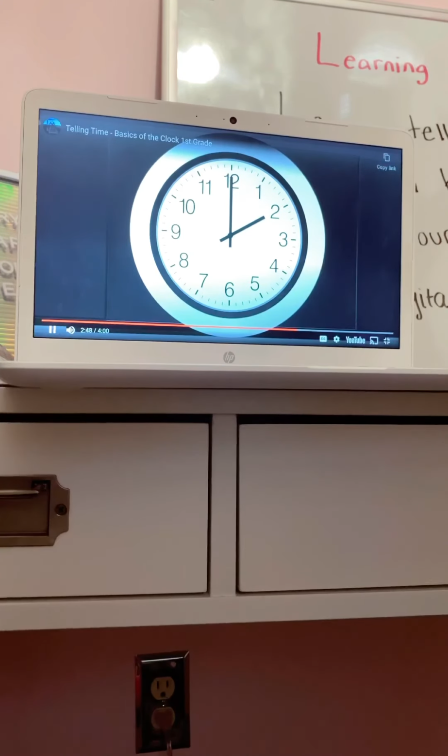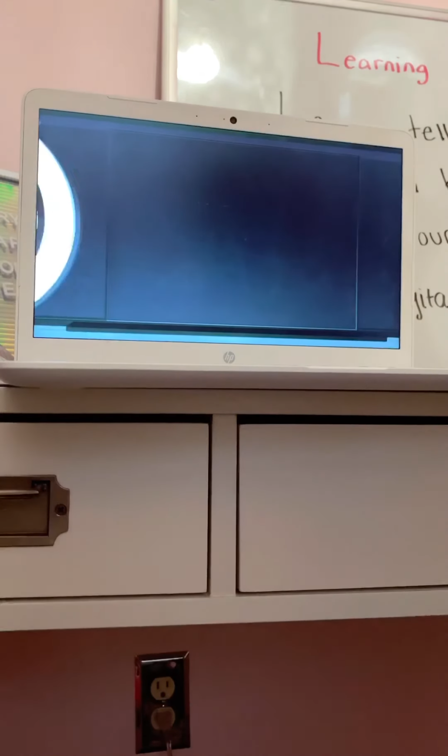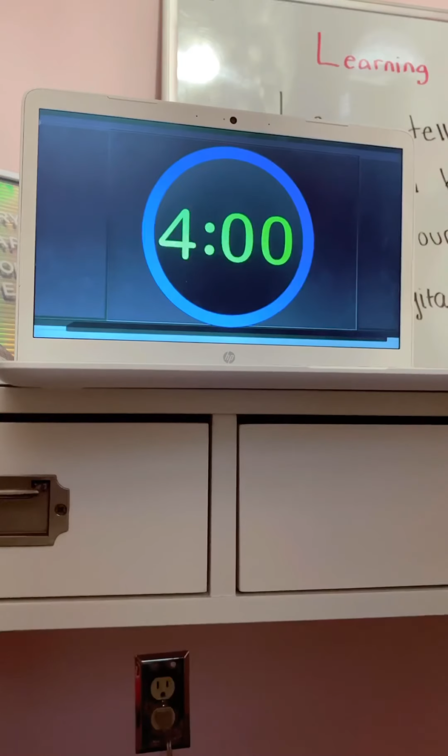Awesome job, kids. We now know the basics of the analog clock. Did you know there is another type of clock that we use? Have any of you seen what they call a digital clock? Yeah, good job, digital guys. A digital clock also tells us what time it is, just like the analog clock we learned about.